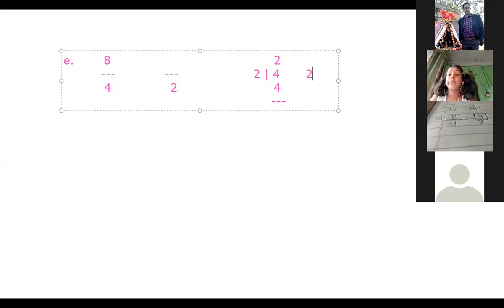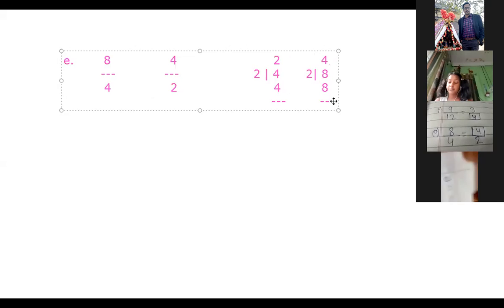Whom will I divide? I will divide 8. And what is the result I will get? I will get the result as 4. That is exactly 8, and my result is 4. Next one. That's right. This is the process. I want the process, okay?